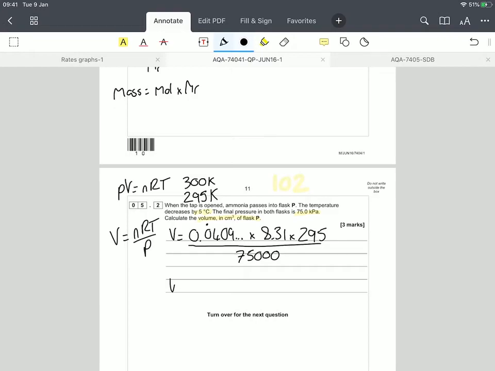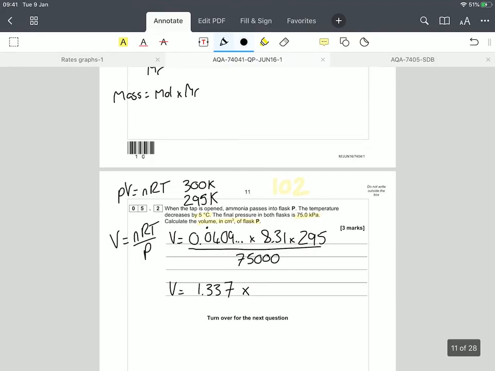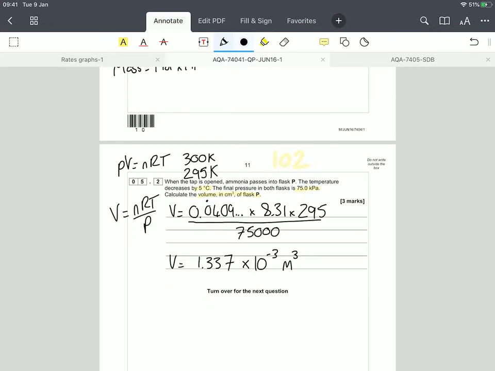So volume equals 1.337, and then there's a load of other numbers as well, but I'm going to call it at 4 significant figures initially, and then check at the very end. Times 10 to the minus 3. Now remember, this might seem like a low number. That's because it comes out in meters cubed.